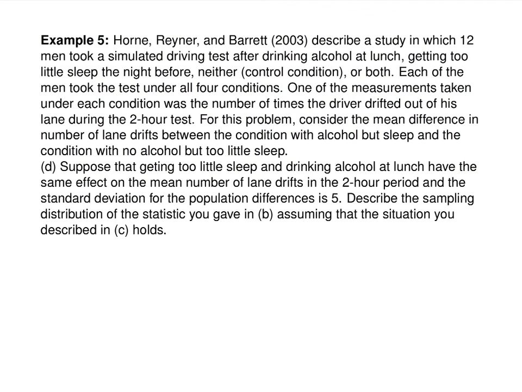Suppose that getting too little sleep and drinking alcohol at lunch have the same effect on the mean number of lane drifts in the 2-hour period, and the standard deviation for the population differences is 5. Describe the sampling distribution of the statistic you gave in Part B, assuming the situation you described in Part C holds. So if these things have the same effect, then we know that the mean difference is going to be 0.